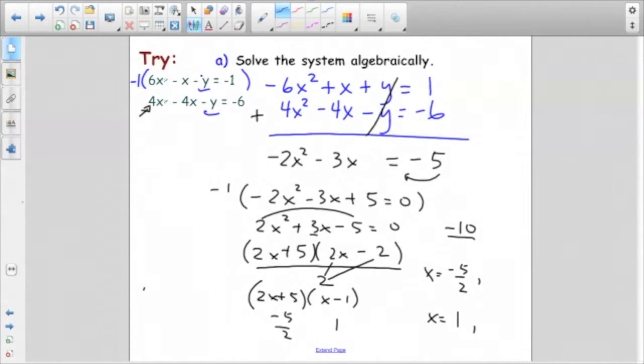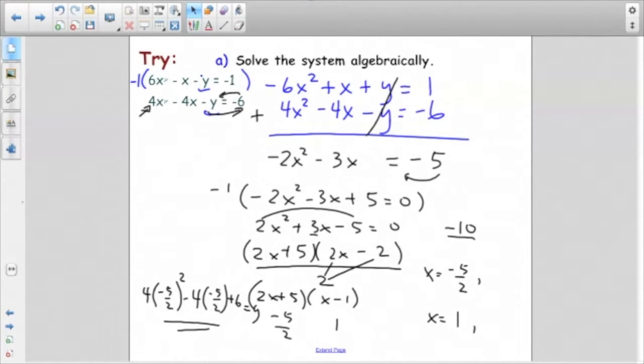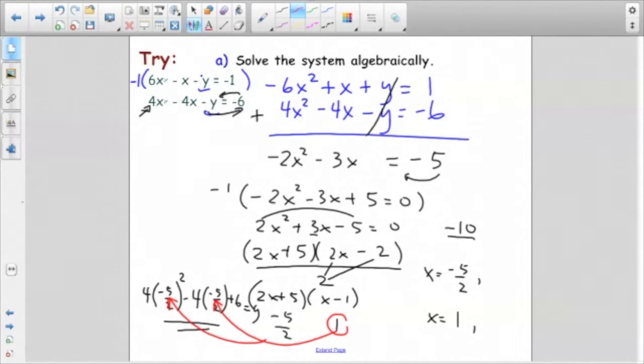So I go 4 times negative 5 over 2 squared minus 4 times negative 5 over 2 plus 6 equals y, because I want to move that over to isolate the y. So that means I move this back over. And we type that all in and we get an answer. I'm not going to go through it because you guys know how to type in. And the same thing now, I put the 1 into there and the 1 in there, and I repeat to get those two answers. Okay?